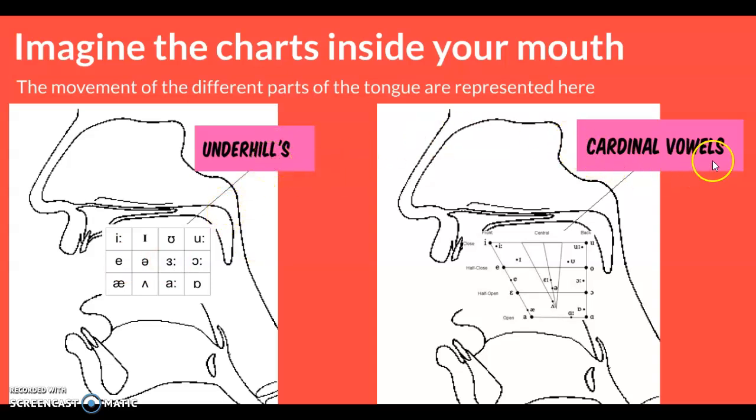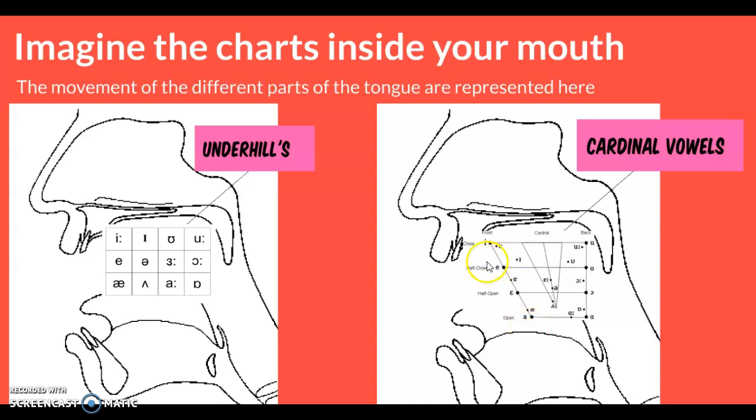The cardinal vowels are another way of representing the way in which the tongue moves inside our mouth. So for example, if we want to say the same sound, we know that it's a sound that is low or open, as it says here, and it's produced at the front.